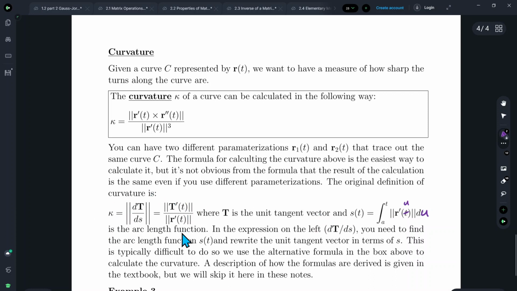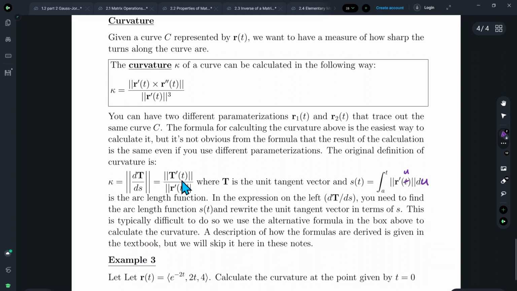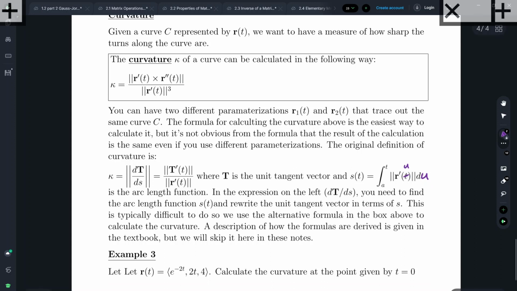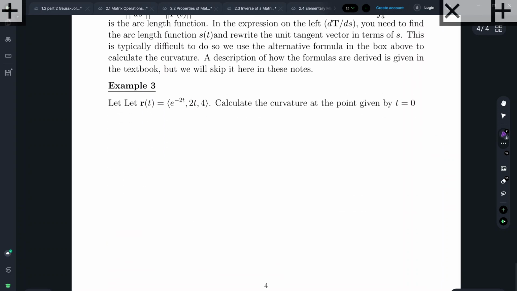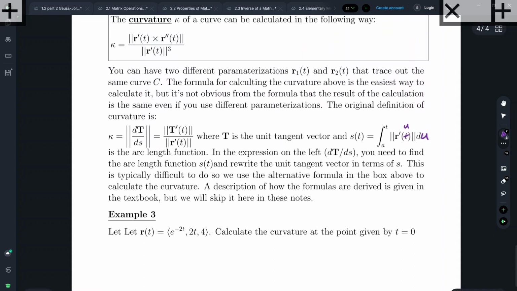But anyway, you set up this calculation here, and then this calculation also gives you the curvature. However, although this formula is independent of any parameterization, typically it's very difficult to calculate with, and that's why the formula in the box here is the one that I'm telling you to use to calculate the curvature. Okay, in any case, let's take a look at example 3, and here we calculate the curvature.